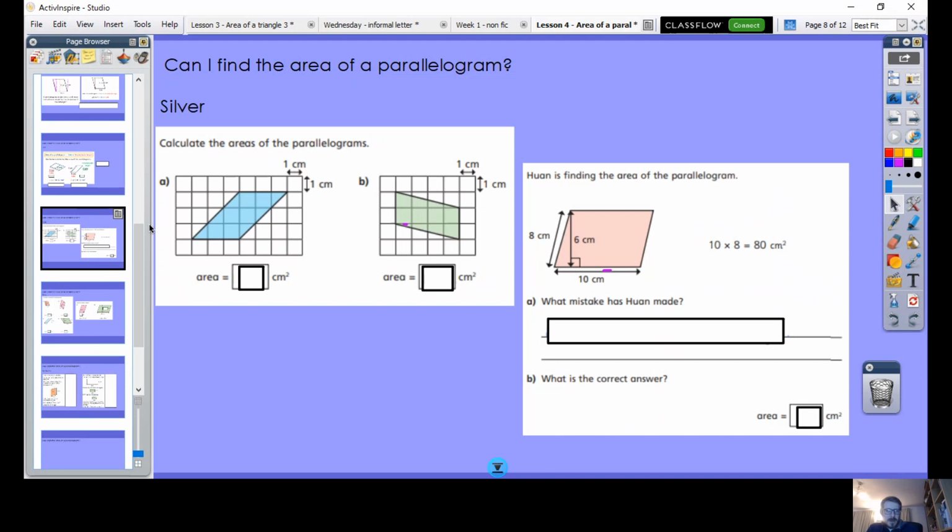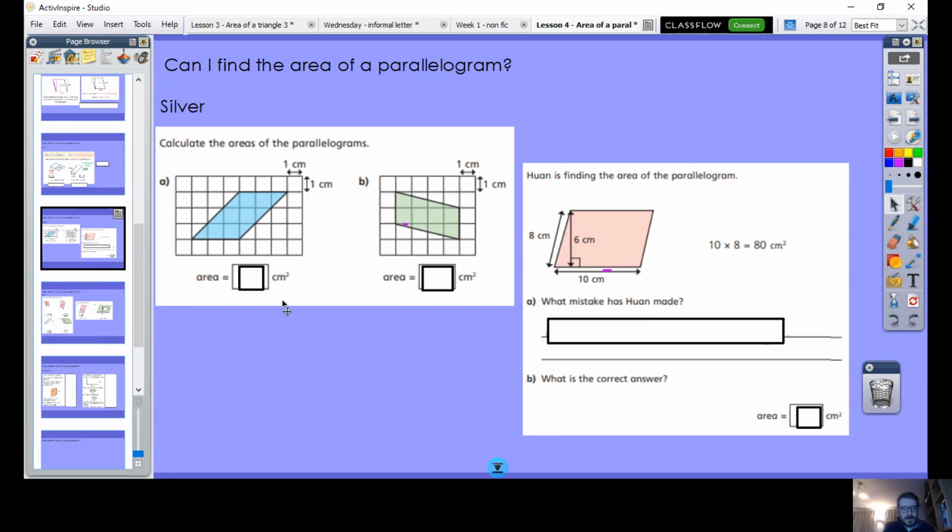So it's time for you to have a go at a couple of questions. So we've got some silver questions. You need to find the area of these parallelograms and think about what the mistake was made in this question here. So pause the video and have a go.